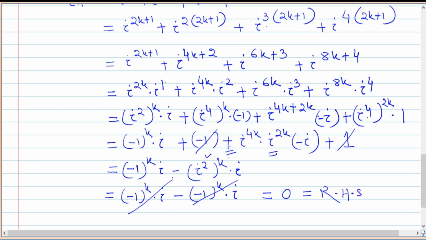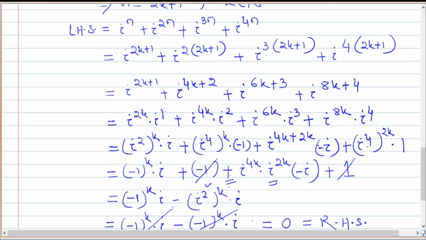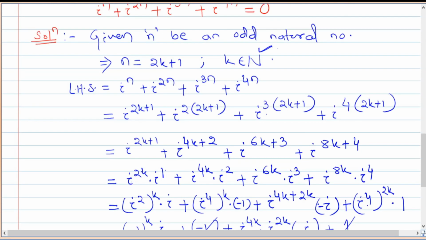So taking all these, you can find n is equal to 2k plus 1. Why? Since it is given that n is an odd natural number, that's why your supposition should be n is equal to 2k plus 1. So likewise, putting n is equal to 2k plus 1, you can simplify yourself.